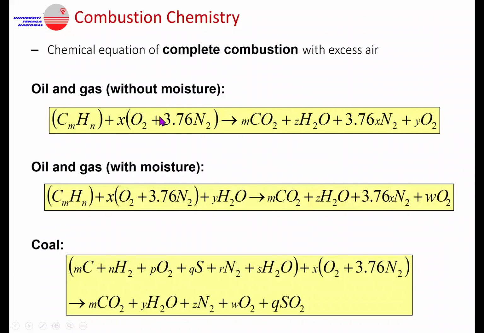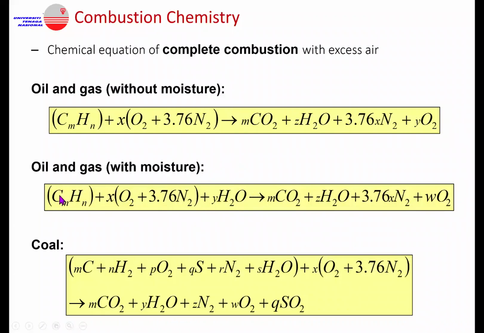Alright, this example is given without moisture. Usually moisture exists in our fuel, but this is without the moisture, so we can simply ignore H2O from our fuel. If we are talking about oil and gas combustion with moisture, it means that there is water that exists. So you can just add another element to our reactant, which is water.